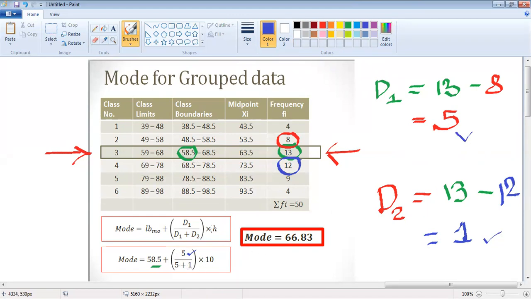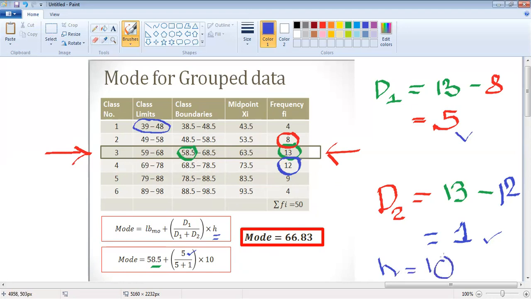And finally, we have our h, and h is just our class width. How do we find the class width? It is just the size of your interval, which is 10. You can count 39, 40, 41, 42, 43, 44, 45, 46, 47, 48. So your h is actually 10.